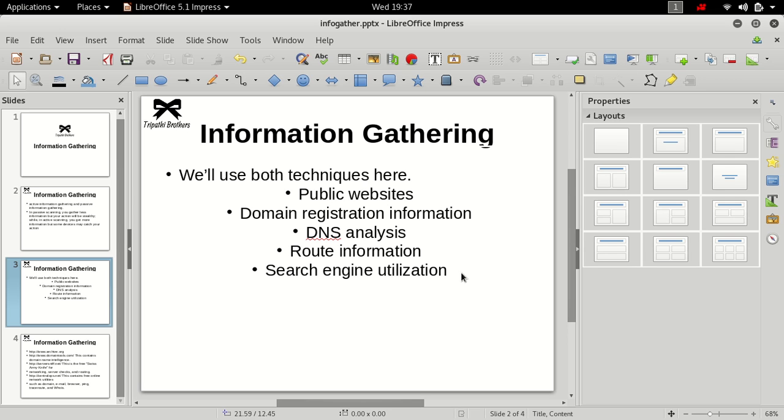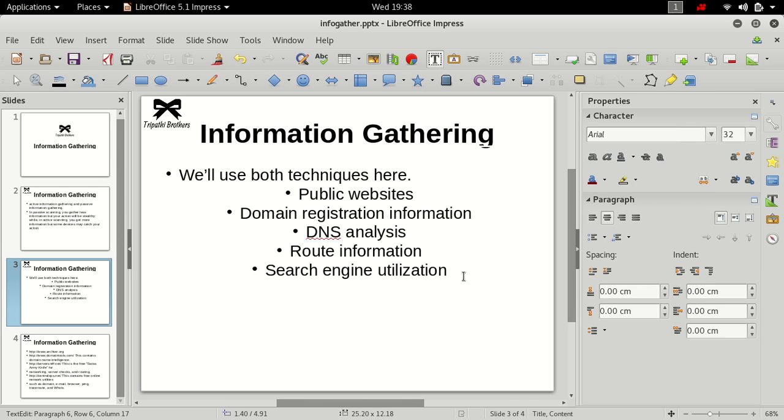So here are the techniques: public websites, domain name information, DNS analysis, route information, and search engine utilization. We will use both active and passive scanning using these methods. First is public websites. Second, domain name information. Third is DNS analysis. Fourth is route information. Fifth is search engine utilization.